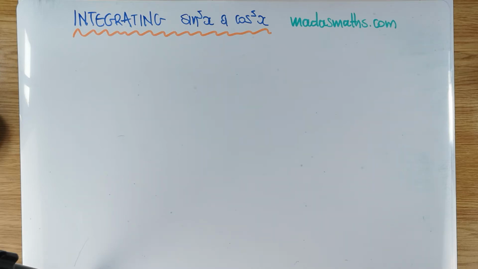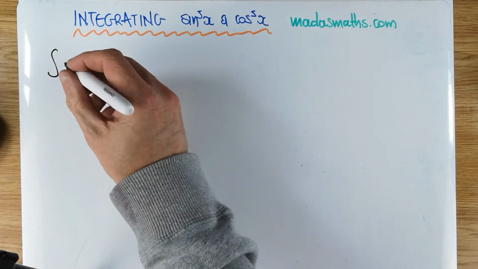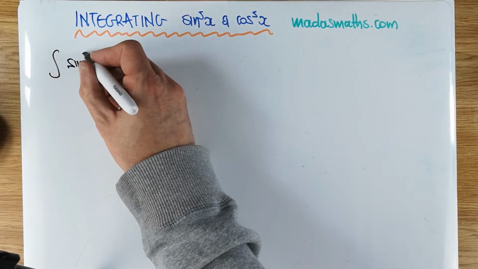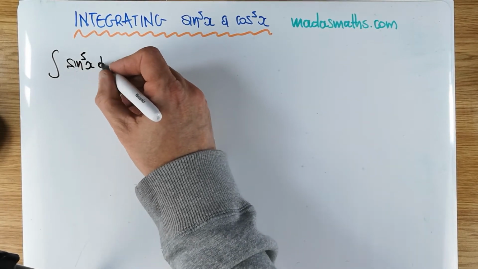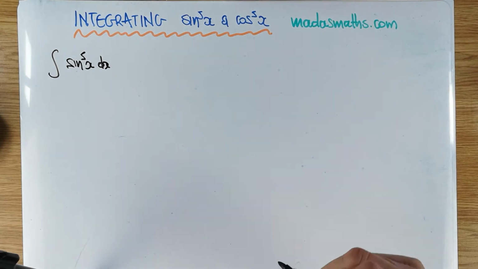I'm going to use the substitution method first for, let's say, the sine to the 5 first of all, and then we'll do the manipulation, let's say, for the cos. Okay, this is how it works. So we're trying to integrate sine to the power of 5 of x dx. What substitution do we use for something like that is the next question.